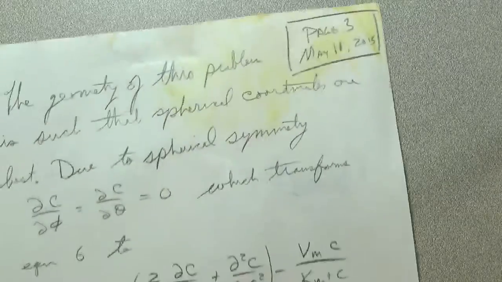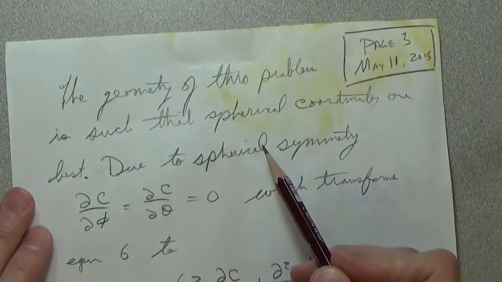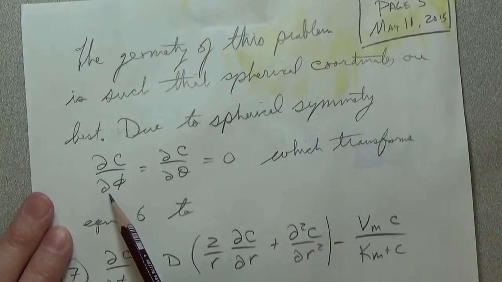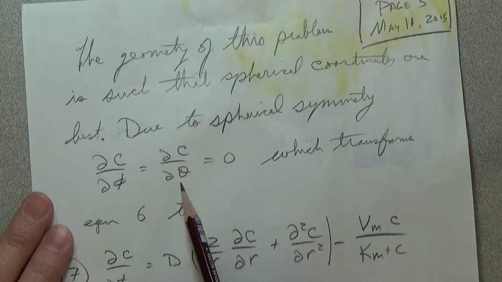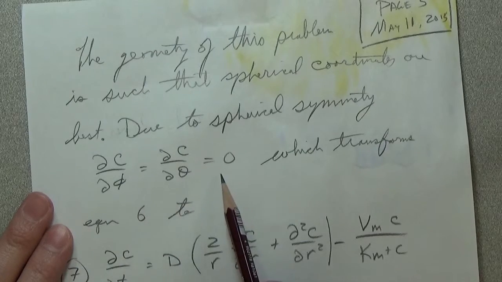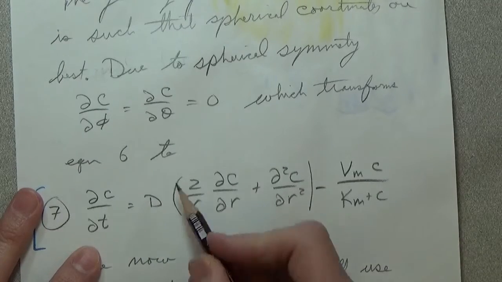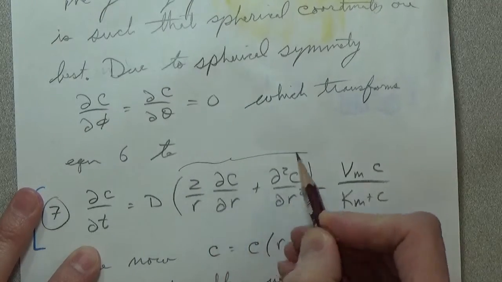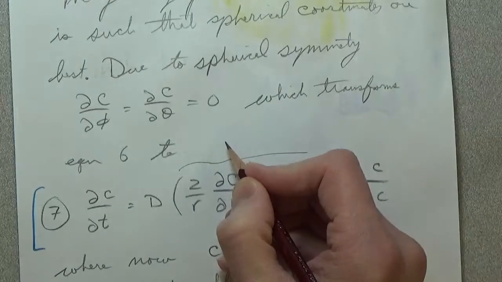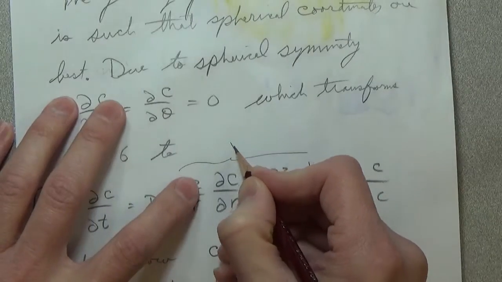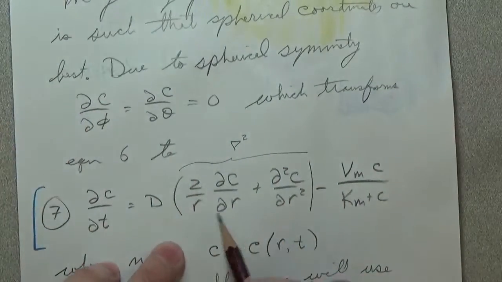So we're going to use coordinates that are spherical. So we're going to have a term which is a radius, theta, and phi. And because we have spherical symmetry, that means that the derivatives with respect to theta and phi are equal to 0, which is great because that means that the Laplacian term is written out this way.